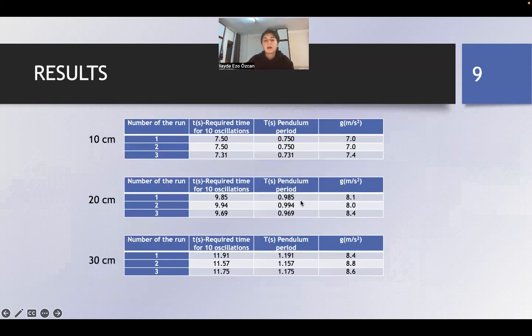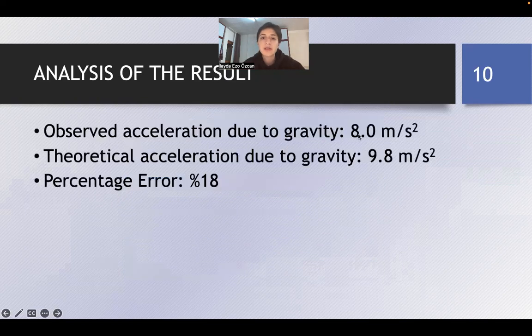The results that I obtained from this experiment are here. You can see in this column the required time for 10 oscillations for each string, and the pendulum period for each string for each run. I calculated the g value by using the equation that I showed you in the theory of my experiment. I calculated the average g value, which is 8.0 meters per second.